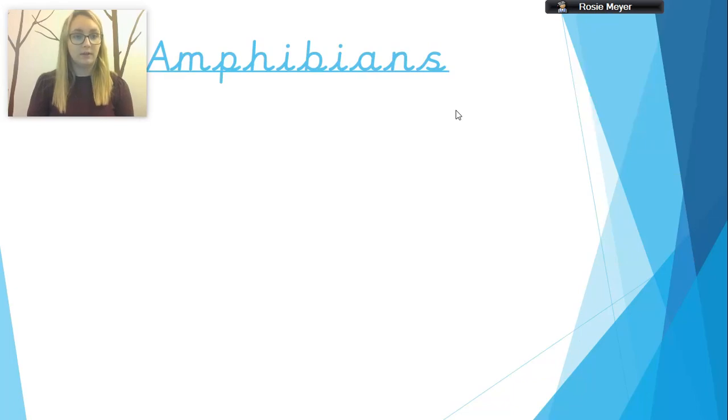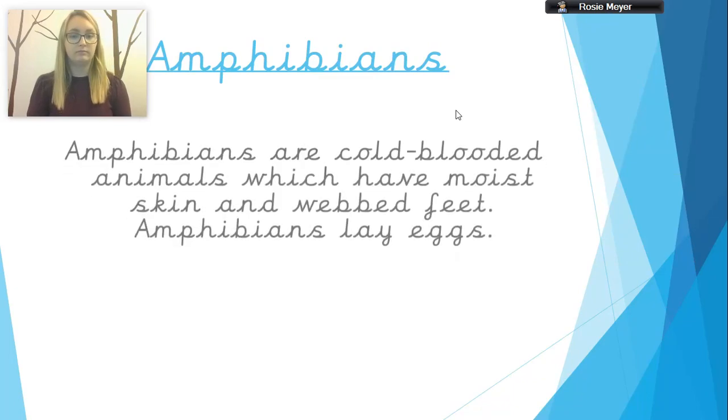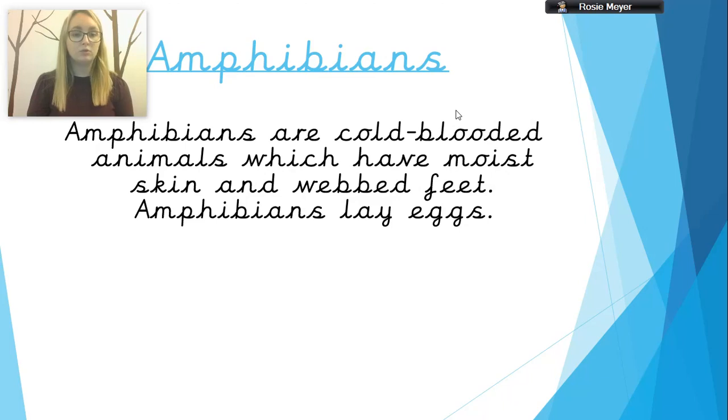The next type of animal is an amphibian. Amphibians are cold-blooded animals. Now that means that they like to lie in the sun to keep themselves warm. They have moist skin, so slightly damp, a little bit wet, and they have webbed feet. And that means that they've got bits of skin that connect their sort of fingers together and it helps them swim through the water. And amphibians lay eggs.